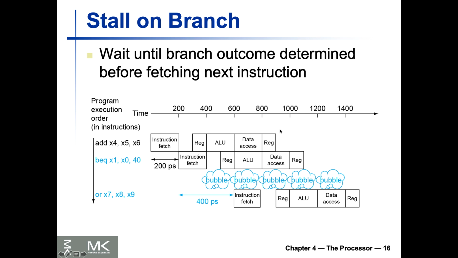So we are adding x4, x5, and x6. And right away we want to compare x1, x0, and x40. Actually, this should be 4. It could be 40 as well. It doesn't matter. Yeah, doesn't matter here.